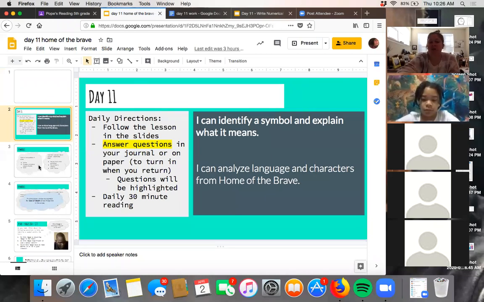So today we're going to be focusing on trying to identify a symbol and explaining what it means within our Home of the Brave book. We've learned about symbols before when we were learning about immigration. We learned about the Statue of Liberty being a symbol. Does anyone remember what the Statue of Liberty stood for? Freedom. I heard it. The Statue of Liberty stood for freedom.